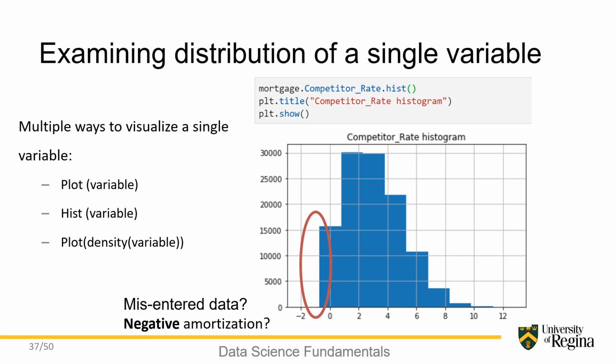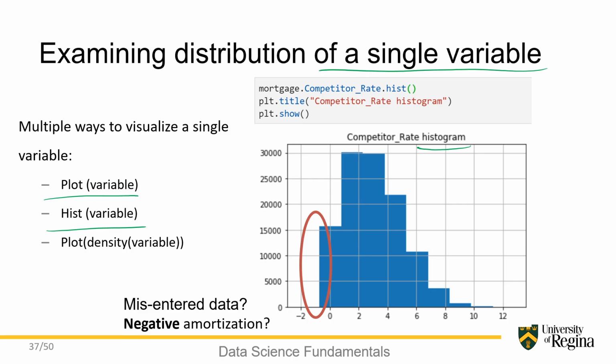So if you have a single variable that you want to visualize, you could use a plot, or you could use a histogram. What we have here is a histogram. A histogram tries to create buckets of different values, and then counts the number of times a value of a variable falls into that bucket. For example, this is the histogram for competitor rate. So this is the rate that is offered by different competitors.